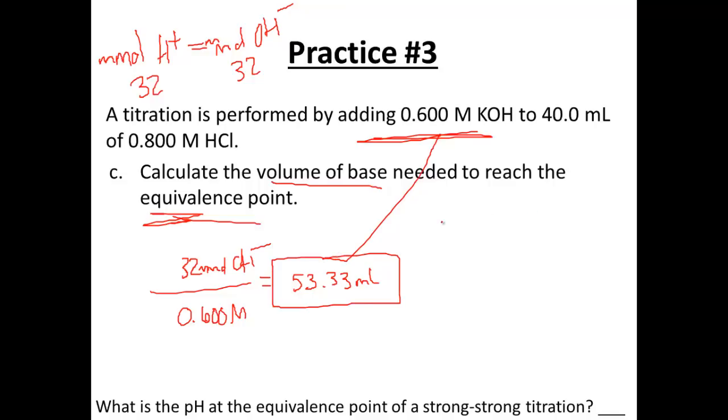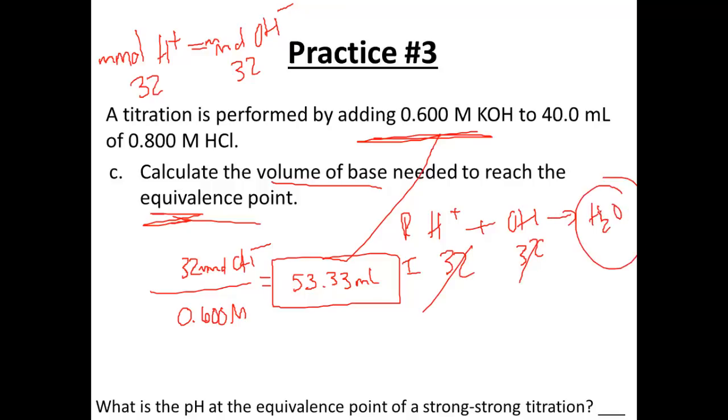Now what's really nice about the equivalence point of strong titrations is that in the RICE table, you've reached the equivalence point when the millimoles are equal, so 32 and 32. They both neutralize each other, so there's none of these things left over. All you have is water. And if you have water at 25 degrees Celsius, the pH should be 7.00, and we'll assume the temperature is 25 degrees Celsius. So the equivalence point of all strong titrations is 7 when you reach their equivalence point.